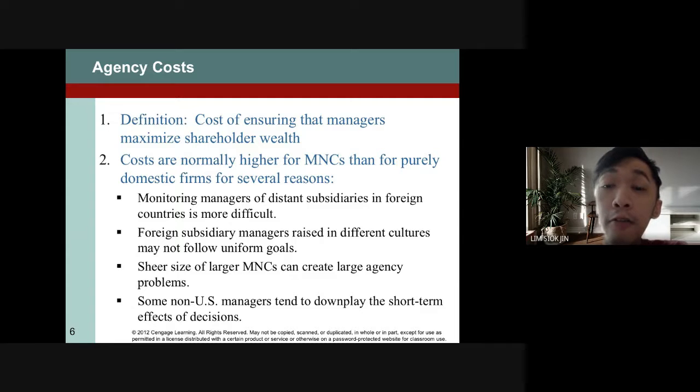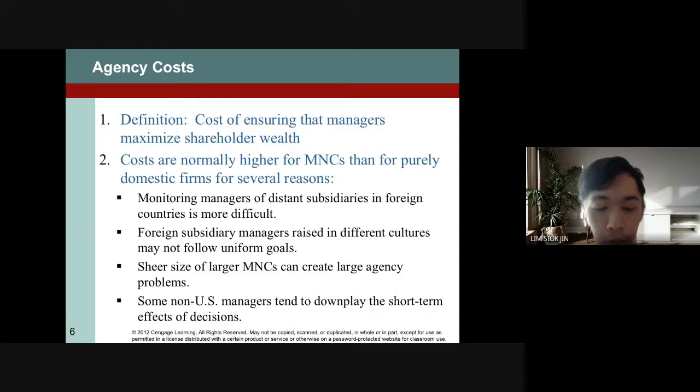And the several reasons they mention is because MNC is big, and MNC is multinational. So there are a lot of country managers. So they need to manage country managers from all over the world. And it is not easy. So the cost there will be high. It is more difficult to monitor. All right. And foreign subsidiary managers raised in different cultures may not follow uniform goals, right?